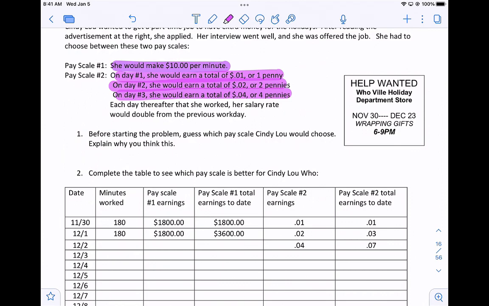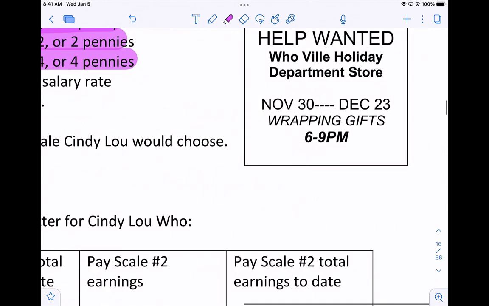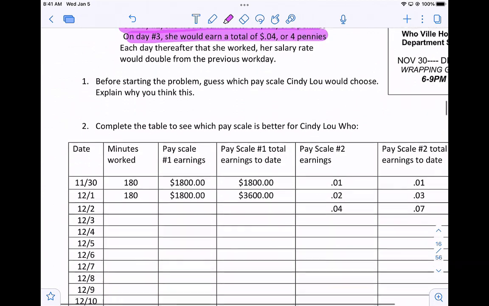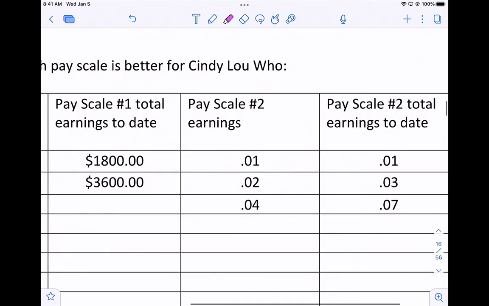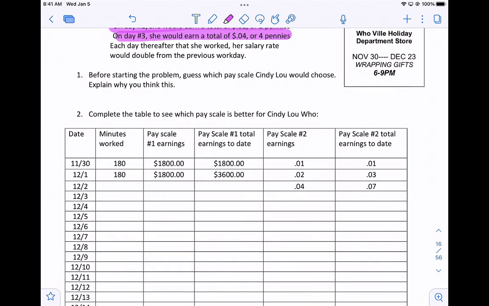$10 a minute, and she works, if you notice, from 6 to 9 right here, each of these days. So that's 180 minutes, so she's making $1,800 a day. Or you can earn a penny the first day, and it doubles every day thereafter. So pay scale 1 or pay scale 2, choose one. Which one do you think will make her more money in the long run? All right, number 2, complete the table to see which pay scale is better.